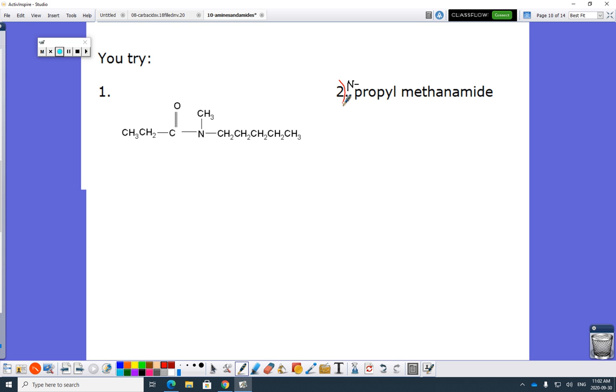Okay, so it says, if you printed the note off, this one first, so I'll do this one first. So again, propyl is 3, attached to the nitrogen. And then meth, which is 1, is the amide, so that gets the double bond O. And then go back in. Carbon needs 4 bonds, nitrogen needs 3.